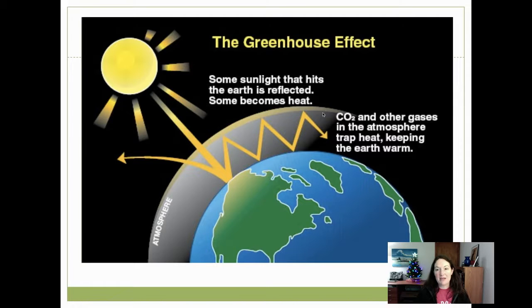So you can see, just imagine this as a layer of glass around a greenhouse, and that when the sunlight comes in, it stays inside and keeps the plants warm. So in the same way, these gases are keeping our earth warm because they are trapping that heat.